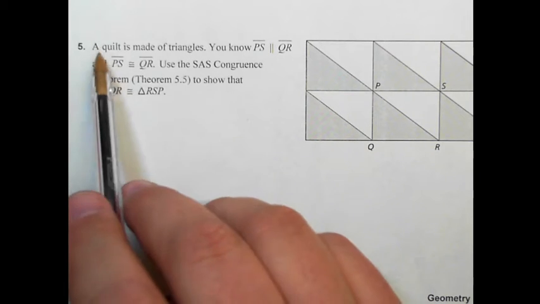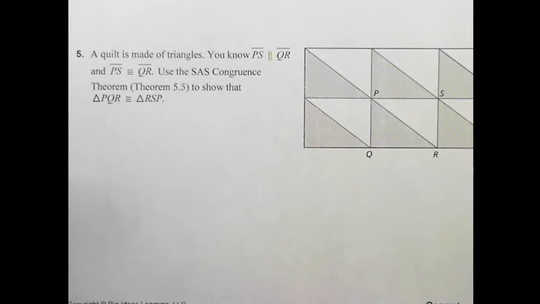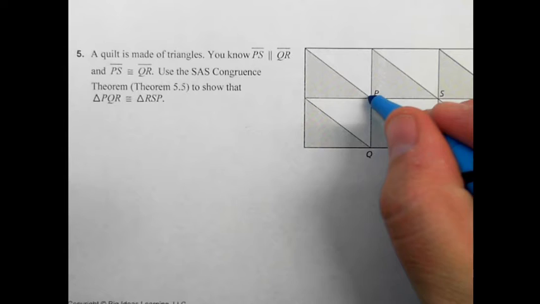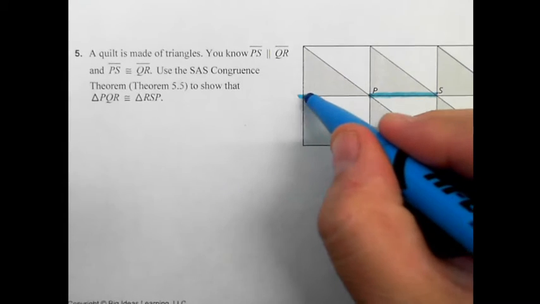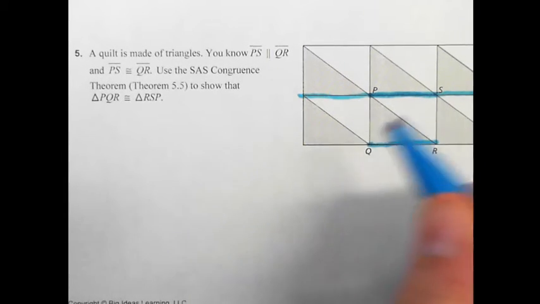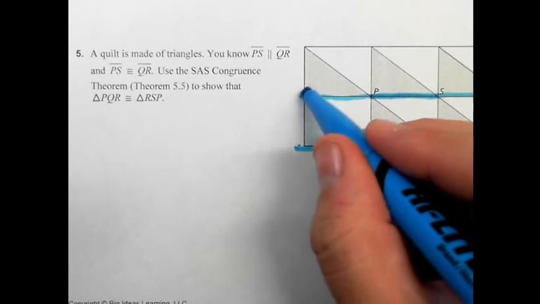For problem number 5, a quilt is made of triangles. You know that PS is parallel to QR. So if they're parallel, in other words, what they're saying is that PS, this distance from here to here, and here to here, that they're parallel. And we can see that it's a straight line, so it's an extended line. All right, think of it like that.